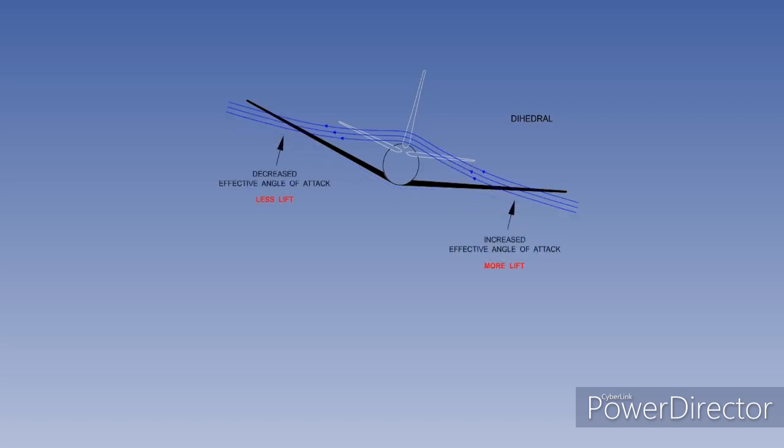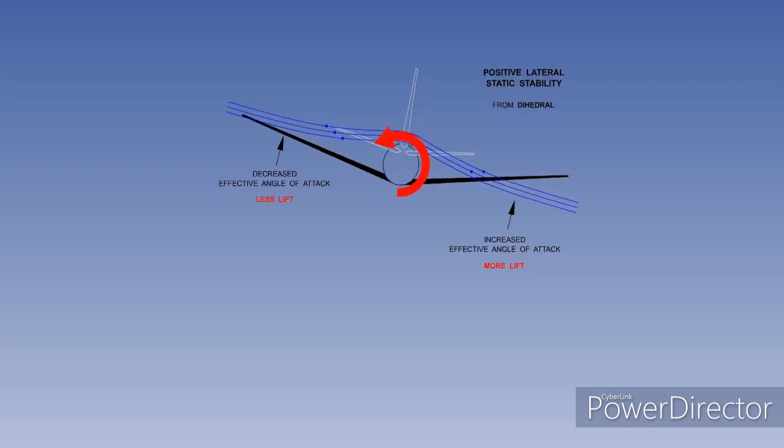and the airflow over the top gives more lift on the wing into wind and less lift on the wing out of the wind, which generates a rolling moment back towards wings level. Dihedral gives an aircraft with a low-mounted wing positive lateral static stability.